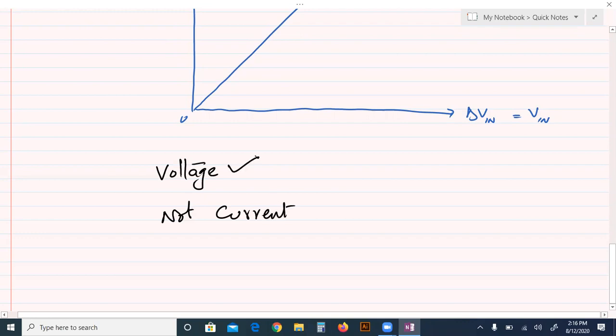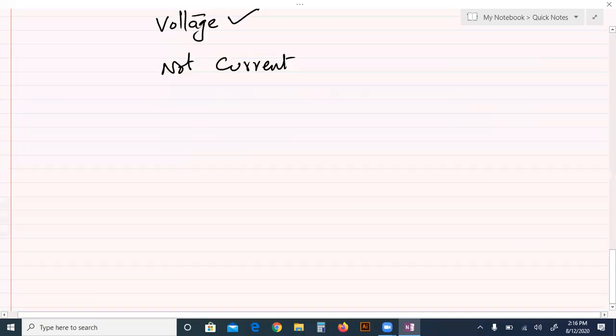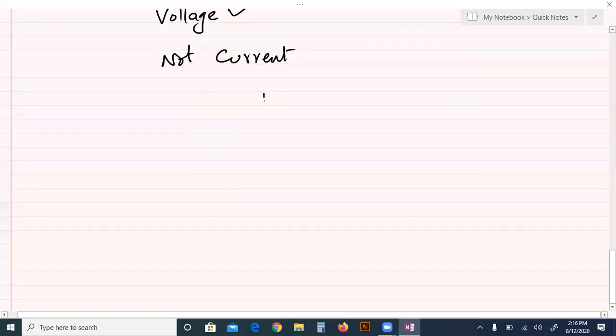So the battery delivers voltage, not current, because electronics work on voltage, not on current. For this purpose, we will take 2 batteries, both connected in series. This is the positive terminal, negative, this positive, negative. So both are connected in series.